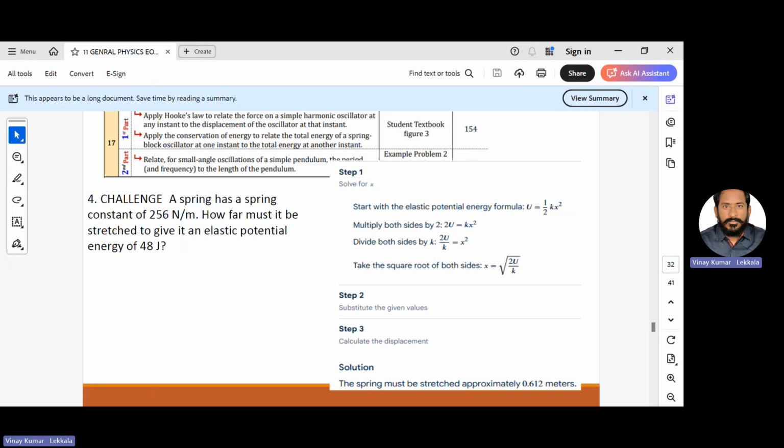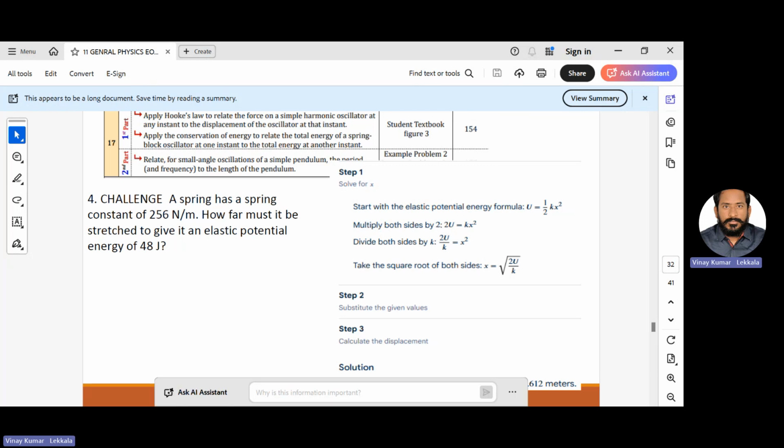Challenge this question, spring again, same as that. How far means here distance, so we have to calculate. So by using the potential energy formula, U is equal to half kx squared, you can use the formula. How far means distance, we have to calculate. So keep x on one side and move the remaining variables to the other side, and the formula in terms of x is x equals square root of 2U by k.